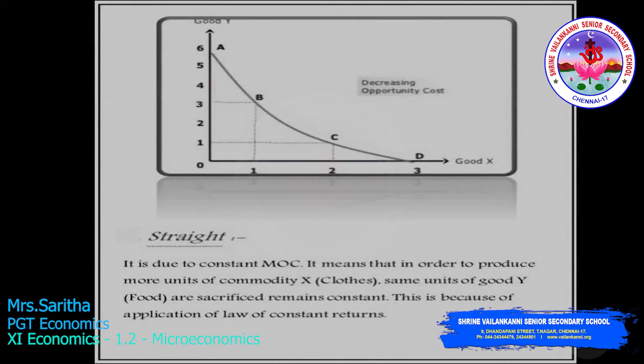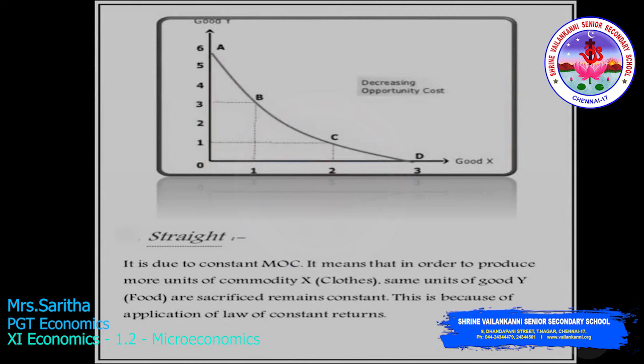When we assume that MRT is constant, that is, the same amount of commodity is sacrificed to gain an additional unit of another commodity. It is possible only when we assume that all the resources are equally efficient in the production of all the goods. In this case, the PPF will be a straight line.